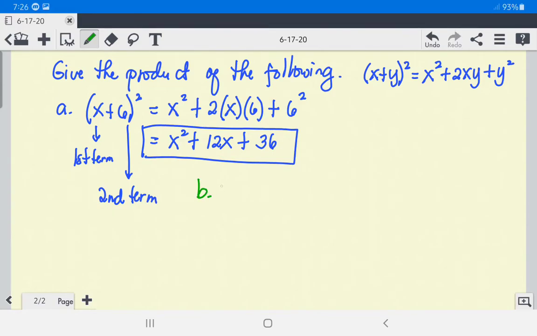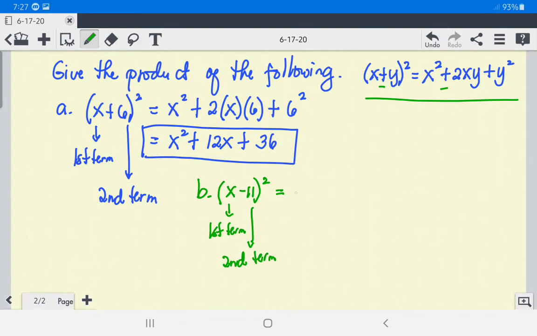Next, letter B. Let's say we have x minus 11 squared. So here, using the concept of squaring a binomial, if this is minus, here it should be minus also. So we have the square of x minus 11. x is the first term and then 11 is the second term.